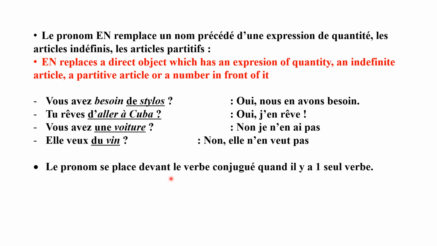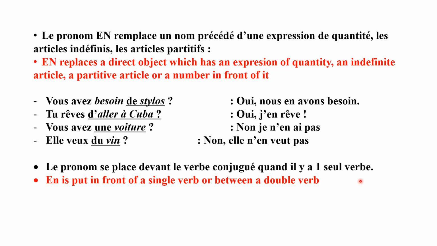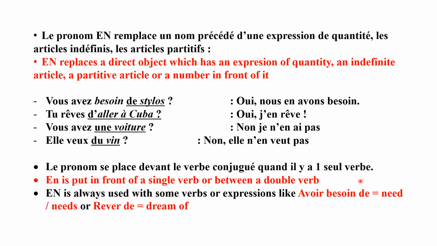Le pronom se place devant le verbe conjugué quand il y a un seul verbe. When there's a single verb, put it in front. When there's a double verb, put it in between. Alright? And like I told you in the beginning, you have expressions like avoir besoin de and rêver de, which are automatic. When you see those verbs, avoir besoin de, don't think. Replace what comes after avoir besoin with your en. Replace what comes after rêver with en. D'accord?